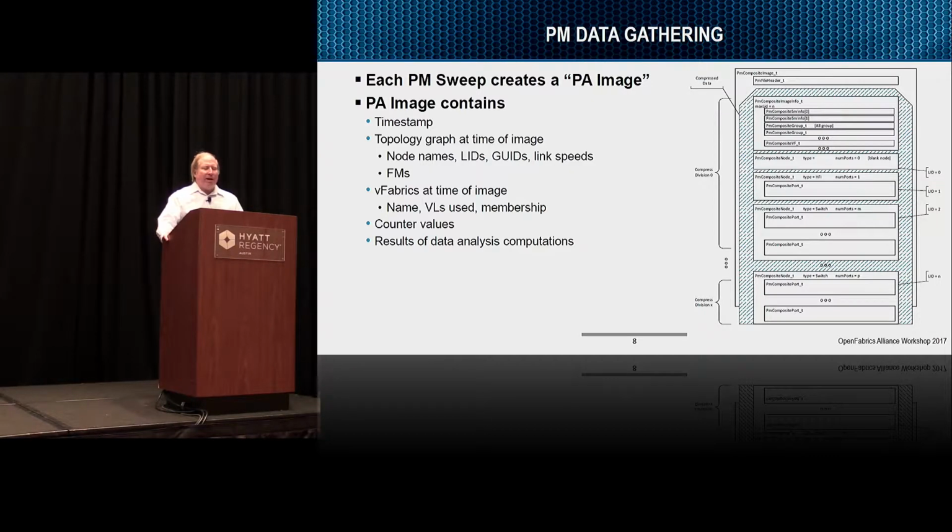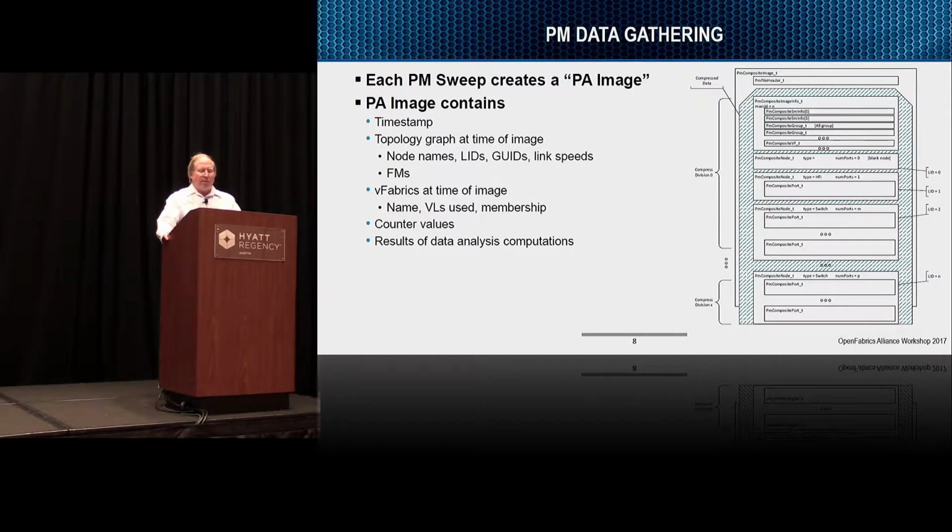So once we gather all that data, or actually while we're gathering it in parallel, we are composing what we call a PA image. This is a point-in-time image of the status of the fabric. It's designed so it can stand alone for analysis purposes. So we have a timestamp that tells us when we gathered the information. We've got all the connectivity information about the connectivity graph for the fabric, as well as for each of the nodes in the fabric, their name, their LID, their GUID, how fast the links were running, and a few special cases like the FMs, we know where those nodes are.